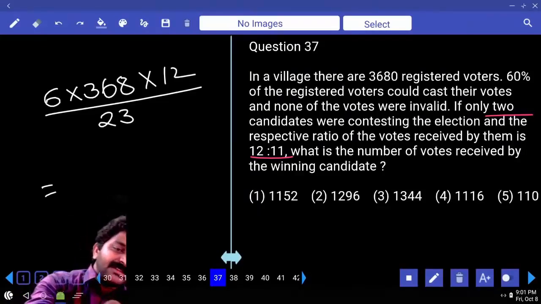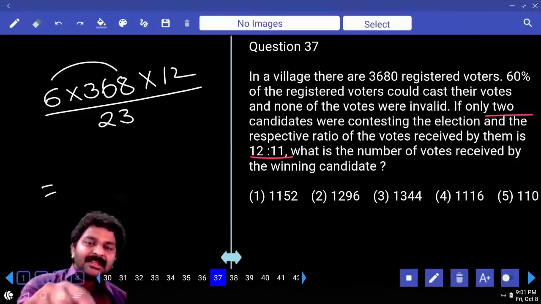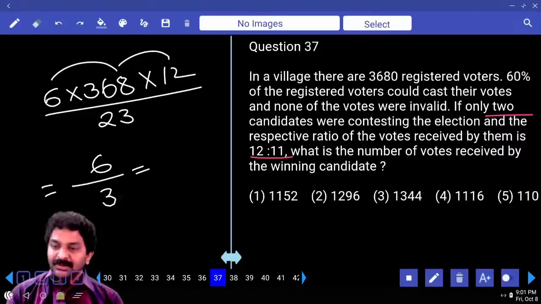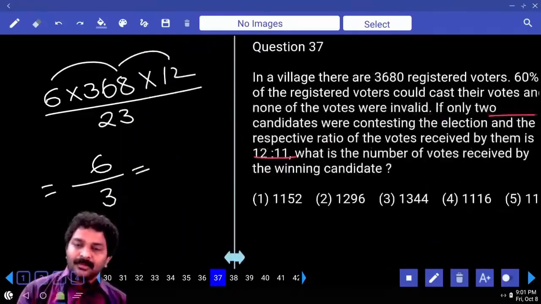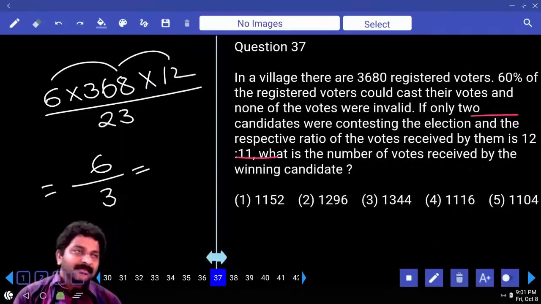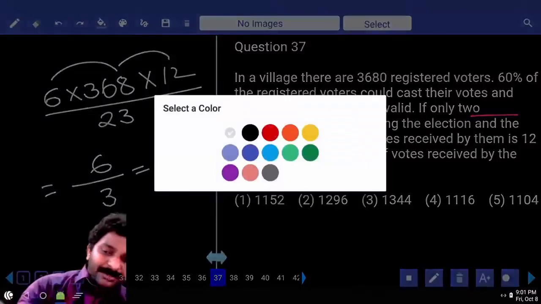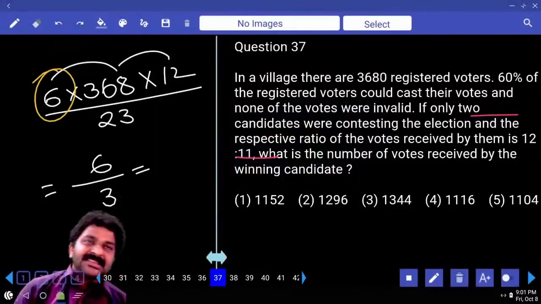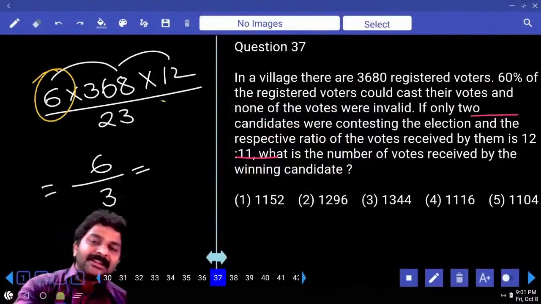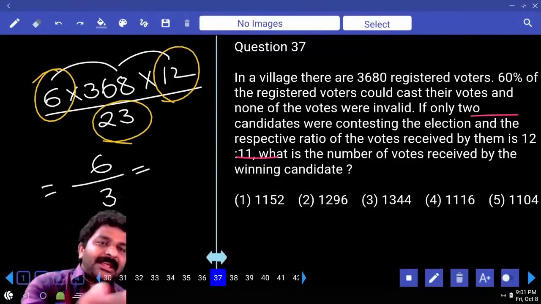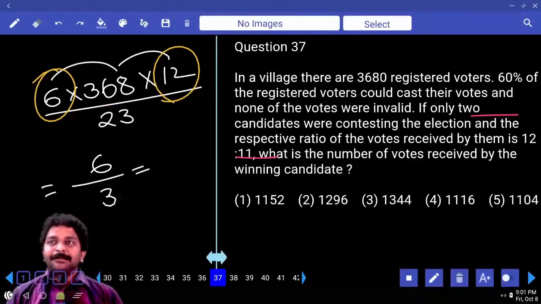Let's see that. 6 into 8 ends with? 8 into 2 ends with? And the denominator ends with? 3 into which number ends with 6? How many options are there? Final answer, first option. If multiple options are there, I would again verify with the 9 multiplication rule. Because 6 is a 3 multiple, 12 is also a 3 multiple. Do you have 3 multiples in the denominator? Then the answer must be a 9 multiple also.